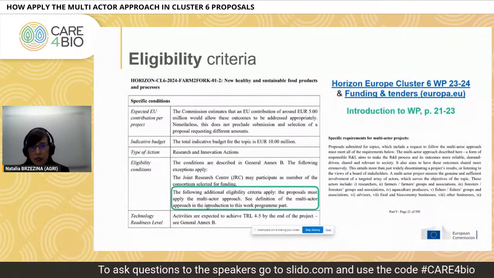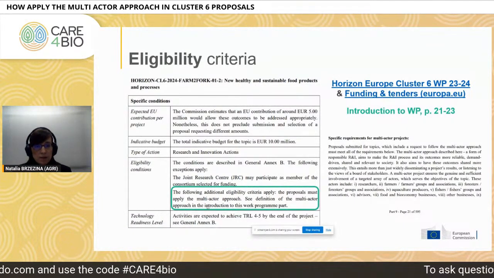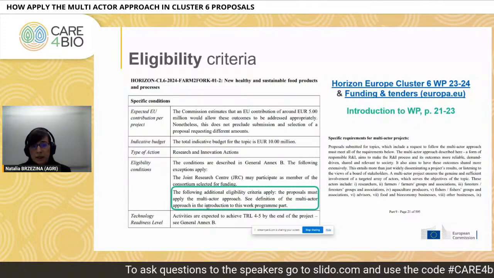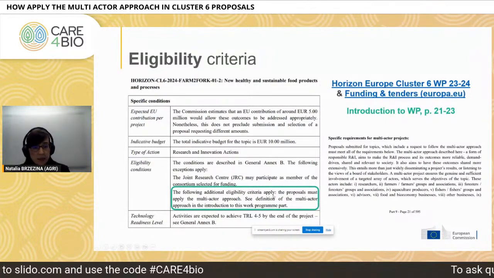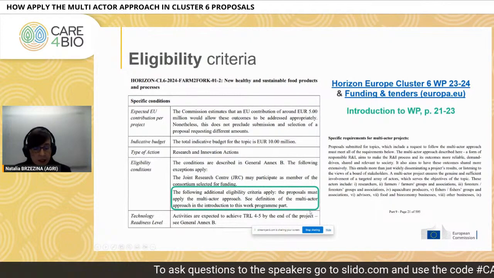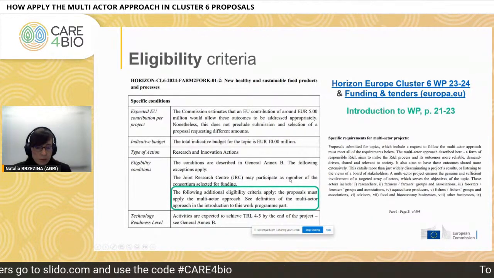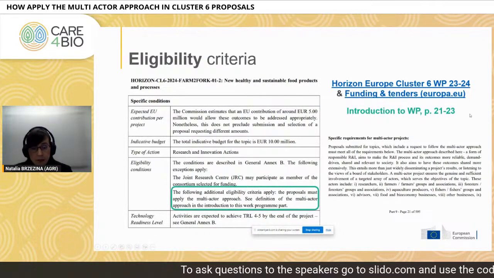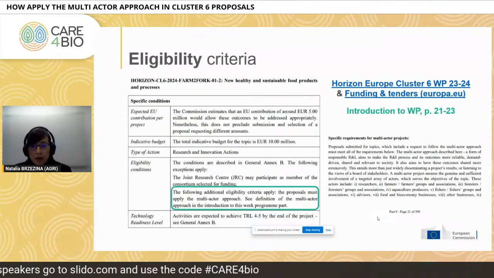But coming back to the eligibility criteria, by introducing the multi-actor approach as an eligibility criterion, we made it much more explicit which topics require this. So when you go to the work program, to the topic, let's say, new, healthy, and sustainable food products and processes, in the eligibility conditions you have an explicit sentence that the following additional eligibility criteria apply. The proposal must apply the multi-actor approach. See the definition of the multi-actor approach in the introduction to the work program part. And if you find this sentence in the table with the specific conditions, it means that the introduction must apply also to this particular topic.